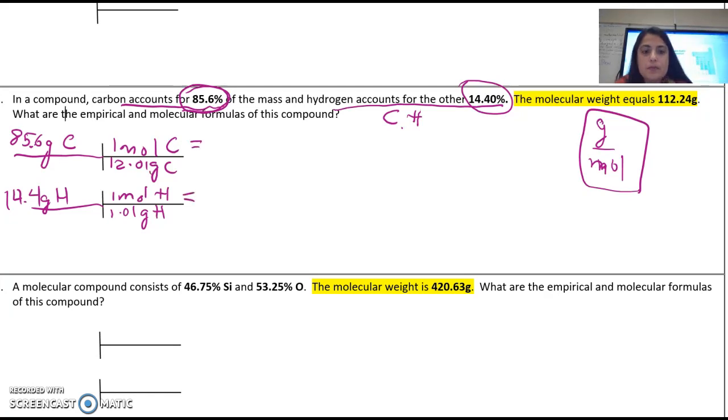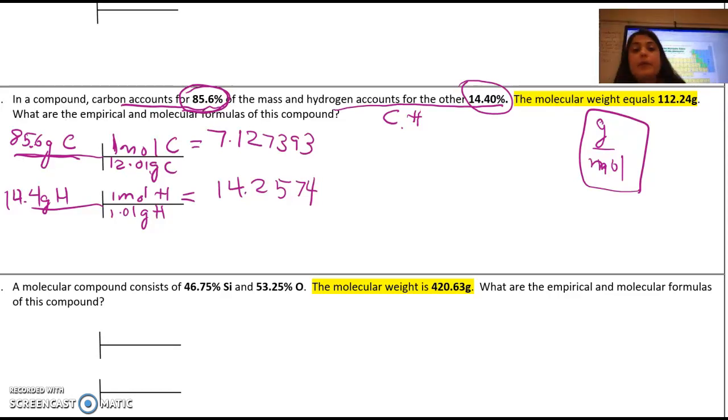So now you're going to take your 85.6 divided by 12.01, and you are going to get 7.127393. You can multiply by 1, but you don't need to. So 85.6 multiplied by 1 divided by 12.01, you'll get that. And notice I've carried like 5 or 6 digits after the decimal. That's how many you need. And then you do the same thing, 14.4 grams for hydrogen divided by 1.01, you'll get 14.2574.